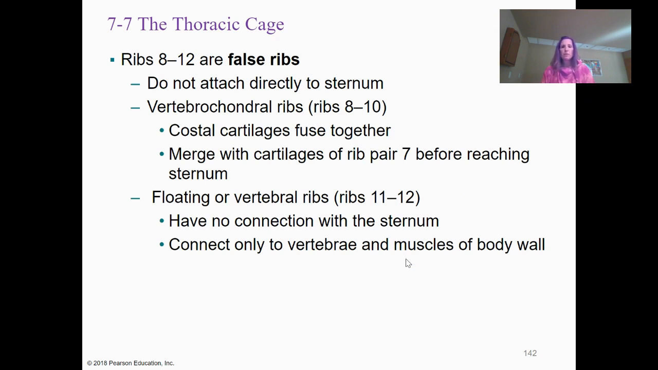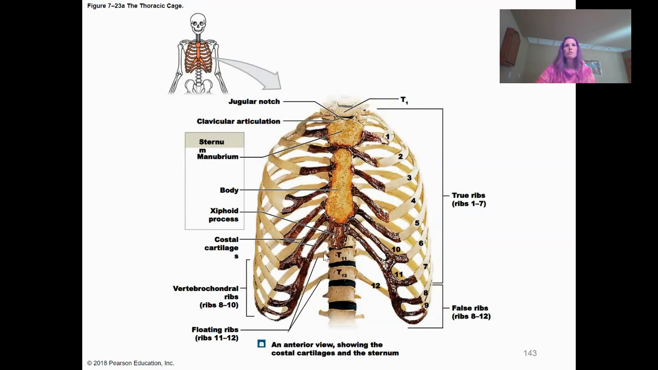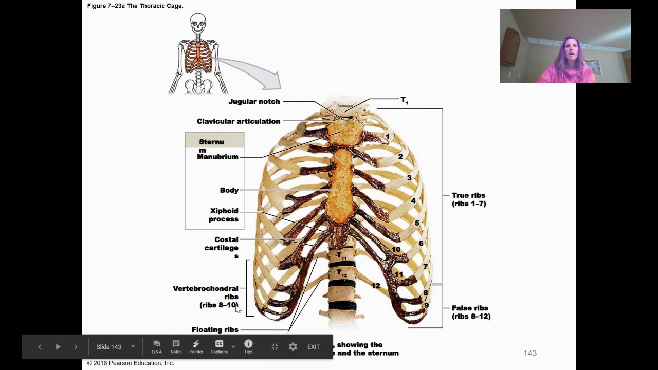8 through 12 are false ribs. They are called vertebrochondral ribs, all right? So they attach from the vertebrae to, chondral refers to cartilage. So they join the cartilage that then goes to the sternum. So the costal cartilage fuses together. They merge with the 7th rib, the 7th pair, I should say. There's 1 on each side. All right, so real quick, we're going to look at that. So here you can see, here's your vertebrochondral ribs.